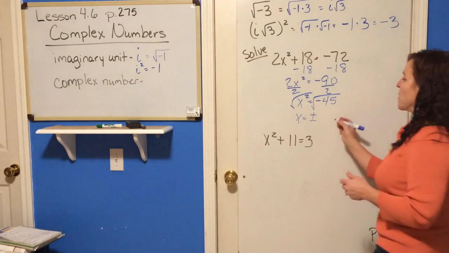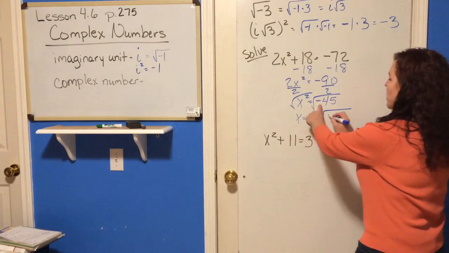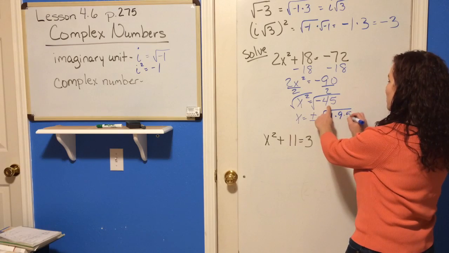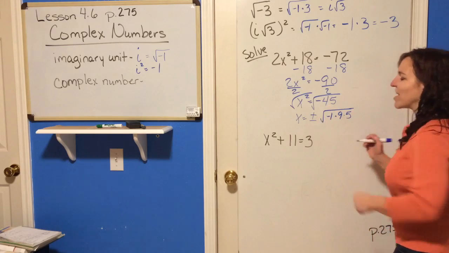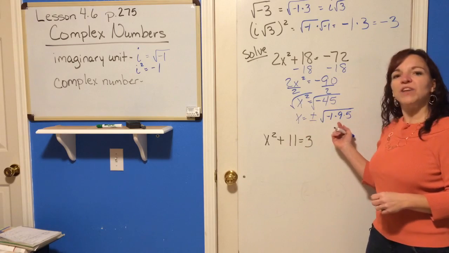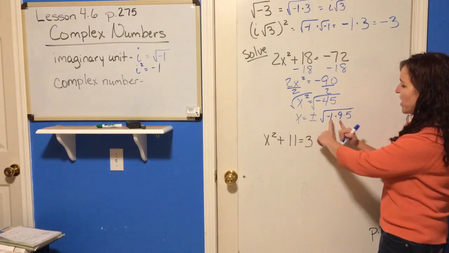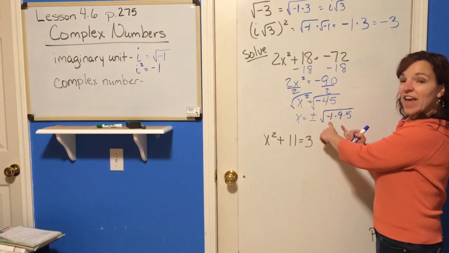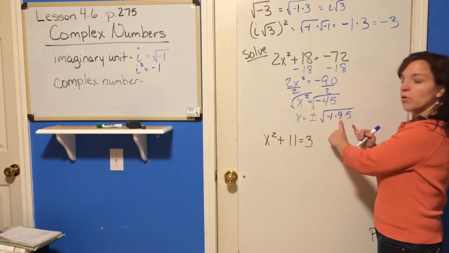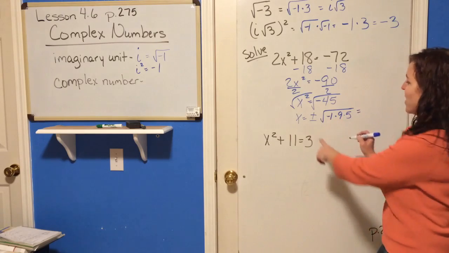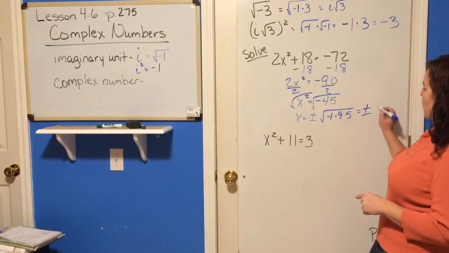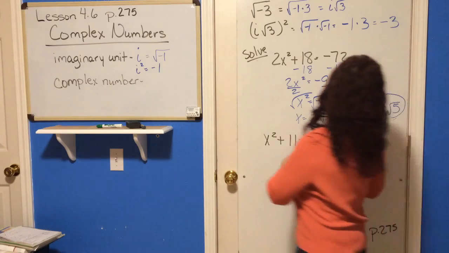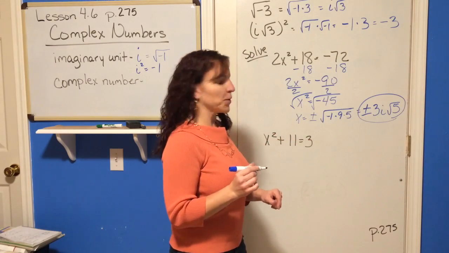So plus or minus the square root of -1 times, I'm going to split this up into 9 times 5. 9 times 5 is 45, and I happen to know the square root of 9 is 3. So these two items can come out of my square root box because the square root of -1 is i, and the square root of 9 is 3. So that would look like plus or minus 3i times the square root of 5. So that's what your final answer will look like there.